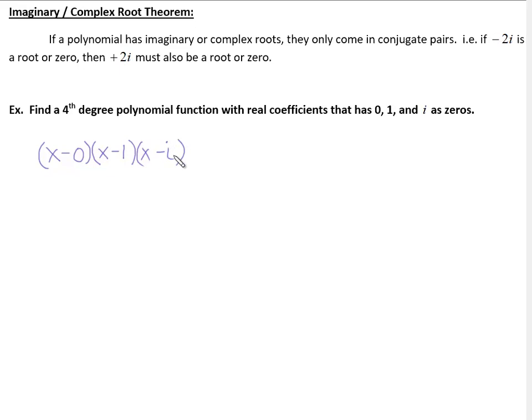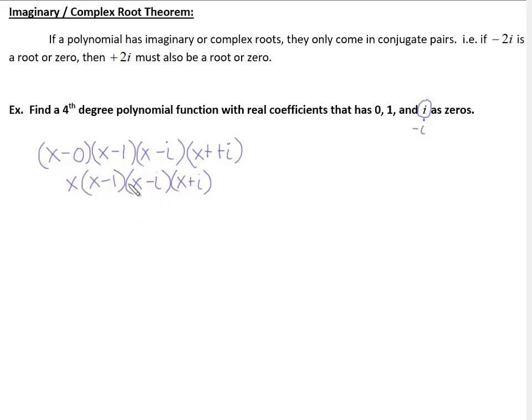But remember, if we have an imaginary or complex root, its conjugate must also be a 0. So negative i has to also be a 0. So x minus negative i really turns into plus a positive, or x plus i. Okay, so writing this so it's a little bit nicer, this really is just x, this is x minus 1, and this is x minus i and x plus i. Okay, and we want to multiply this whole thing together if we want that polynomial in standard form. So when you multiply, order's not important.